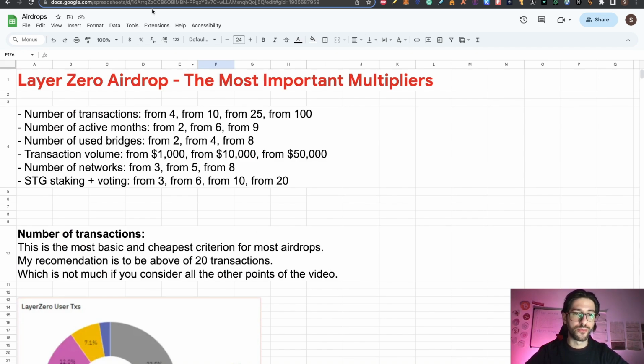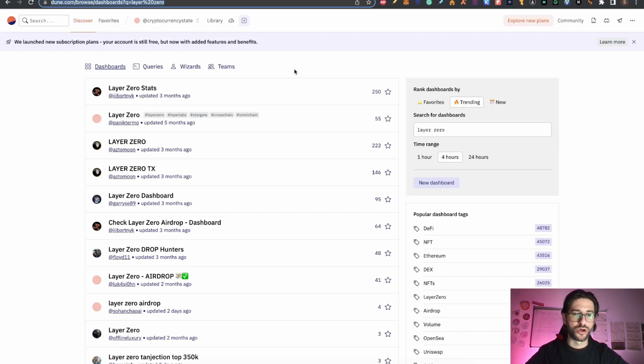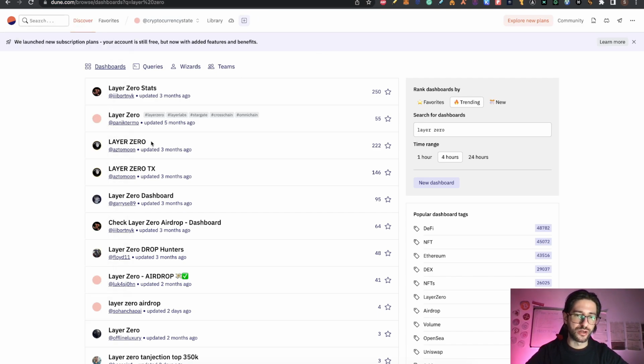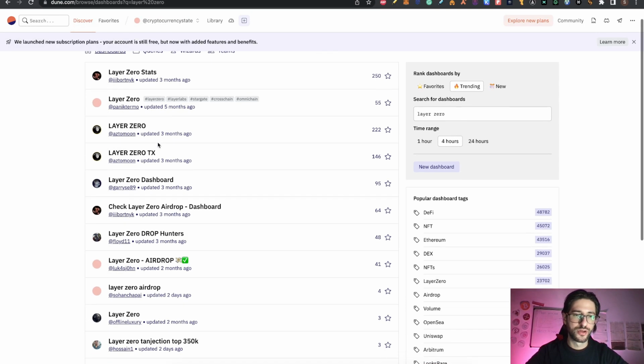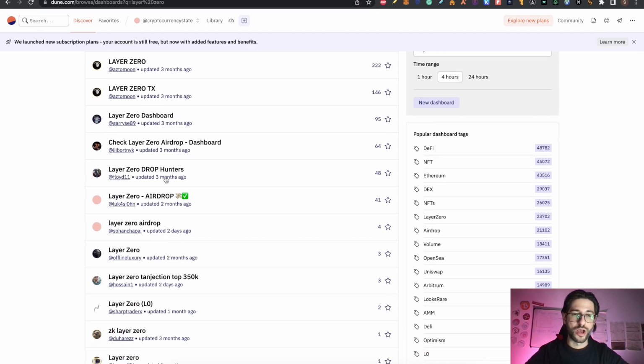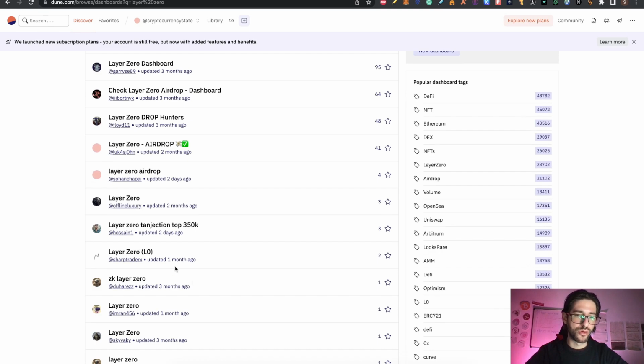If you want to see more information, here you have a big tip. You go to dune.com and you search here for layerzero, you are going to see a lot of dashboards with information, statistics, and many things about how this is right now, how many unique users, and more information you are going to find here on Dune.